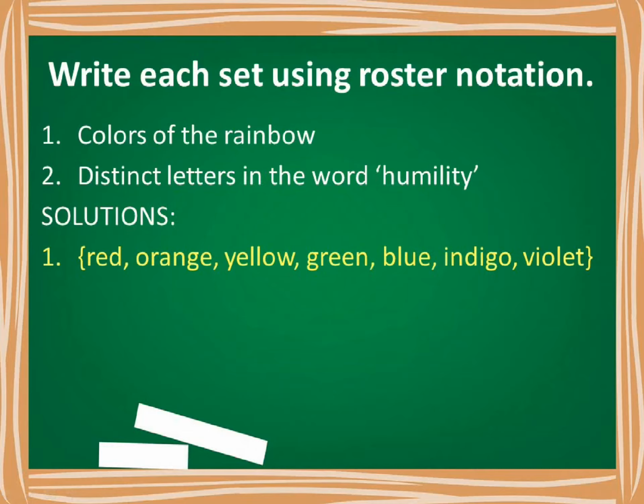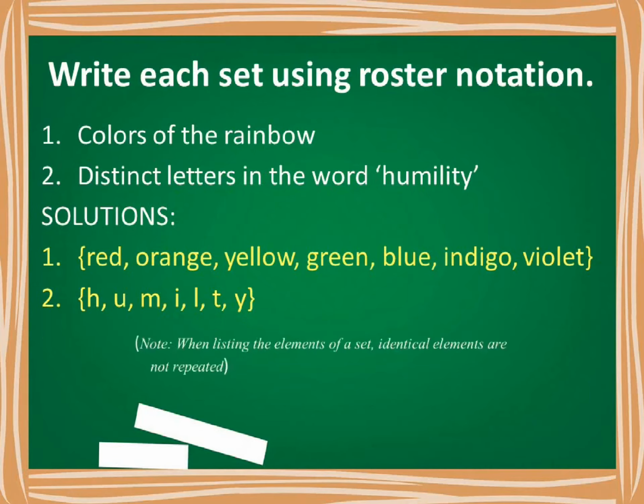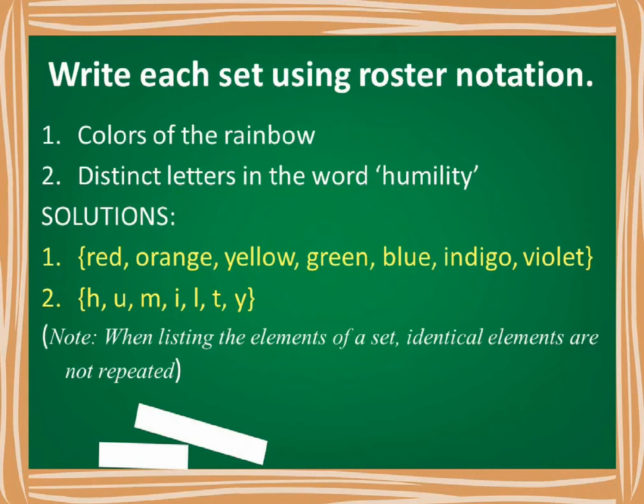Next, number 2. Distinct letters in the word humility. When we say distinct, diba, magkakaiba. Okay. So we have H, U, M, I, L, T, and Y. So again, huwag kakalimutan si braces. Take note also, when listing the elements of a set, identical elements are not repeated. Bawal maulit yung mga elements na nasa loob ng isang set.